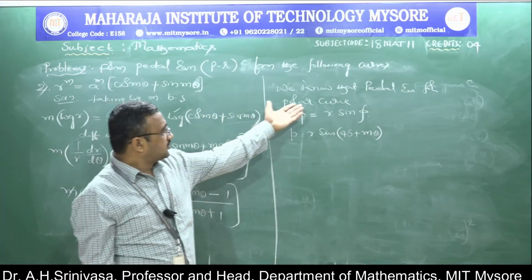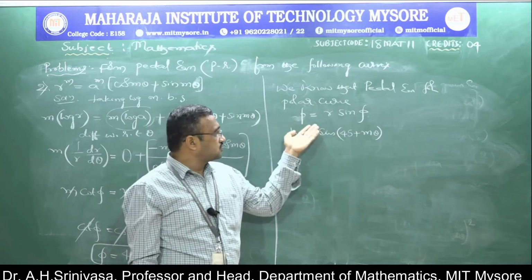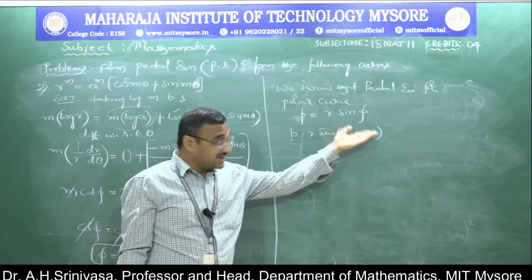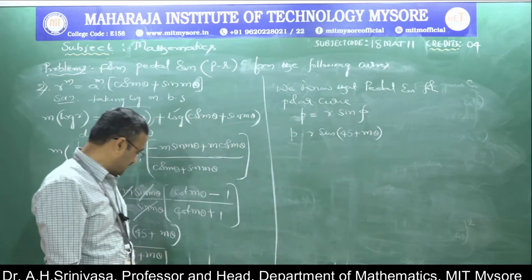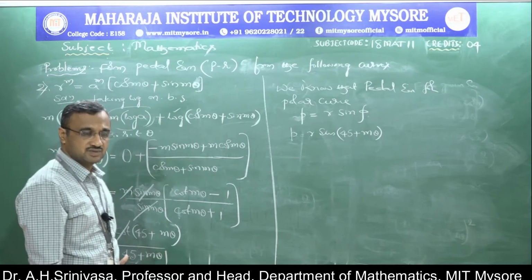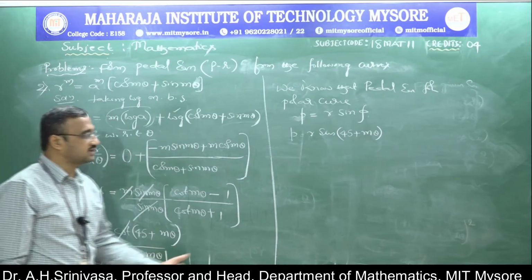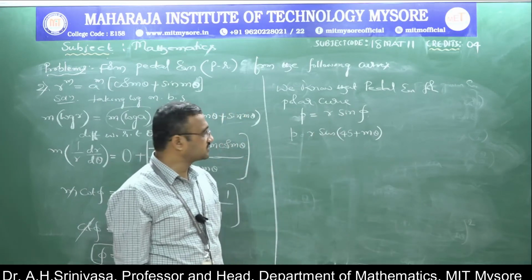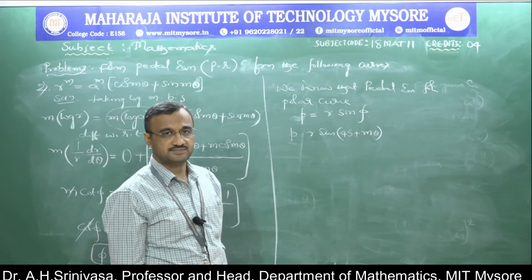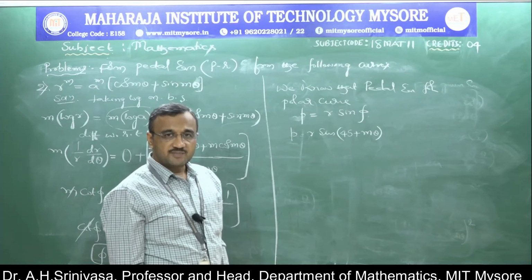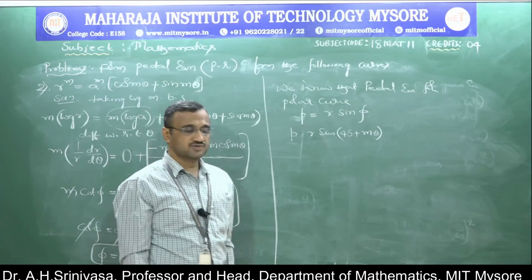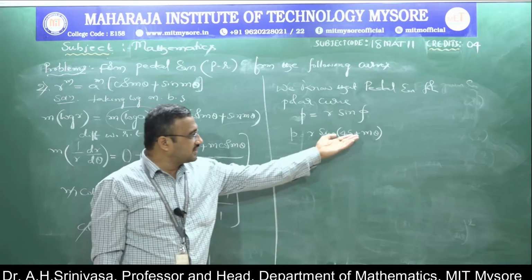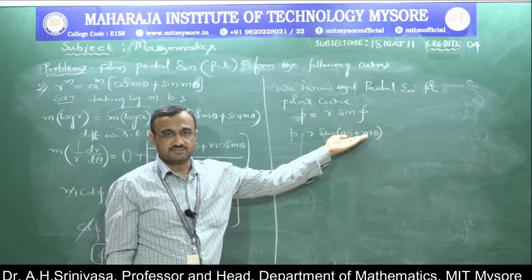Now for the Pedal equation for the polar curve, we use P equal to R sin phi, because I am taking this formula as we get the phi value directly, that is phi equal to 45 plus m theta. Now by substitution, we get P equal to R into sin of 45 plus m theta. So if we say Pedal equation, the main procedure is we are going to eliminate the value of m theta.